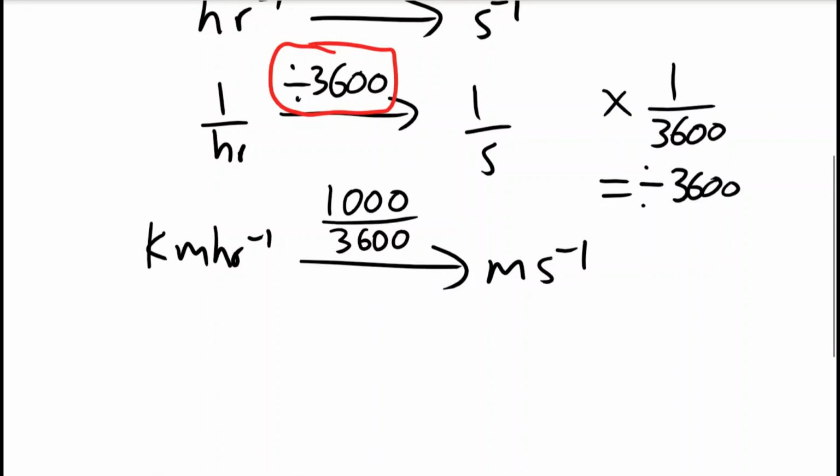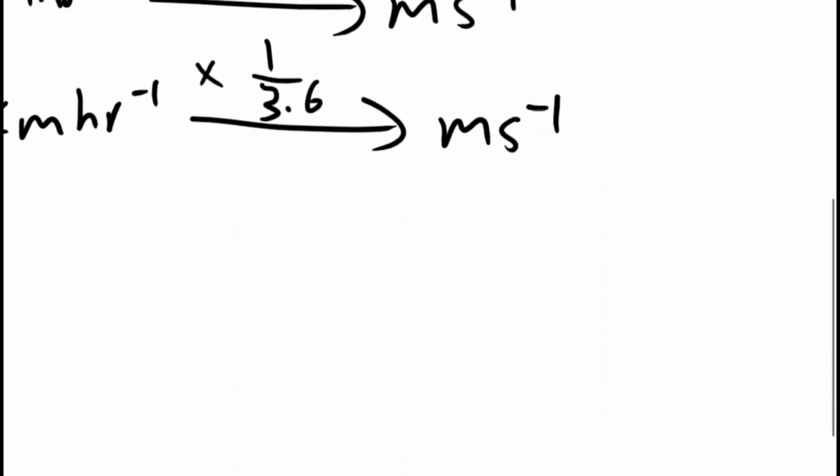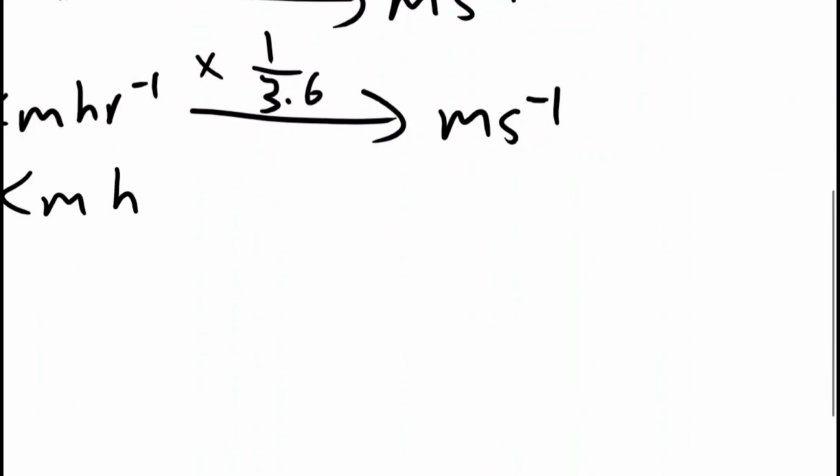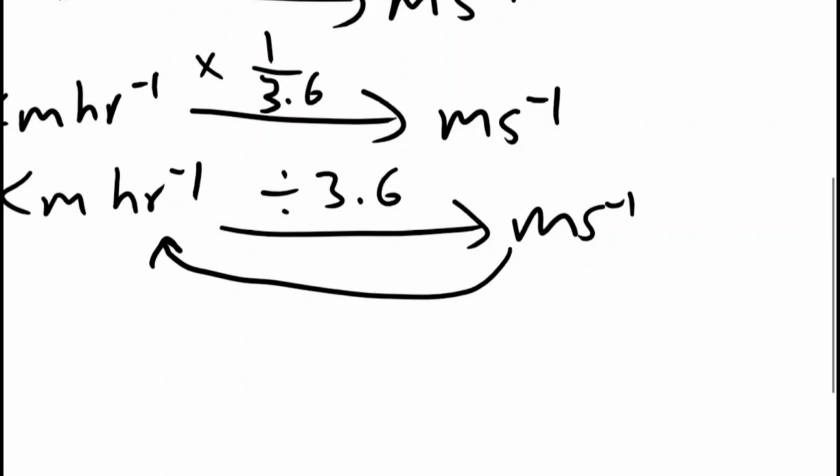Now to simplify that down, we achieve 1 over 3.6, or in other words, it is divide by 3.6. Now, to actually go the other way, all we need to do is instead of divide, all we need to do is times by whatever factor we found. So it is times by 3.6 to go from meters per second to kilometers per hour.